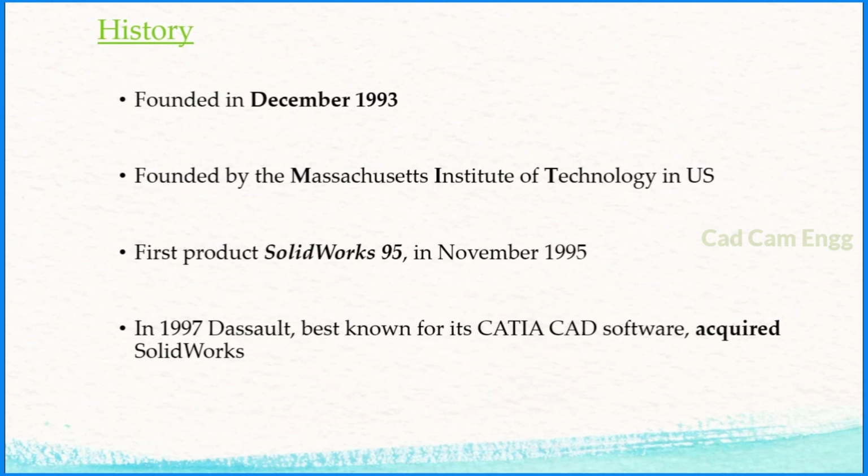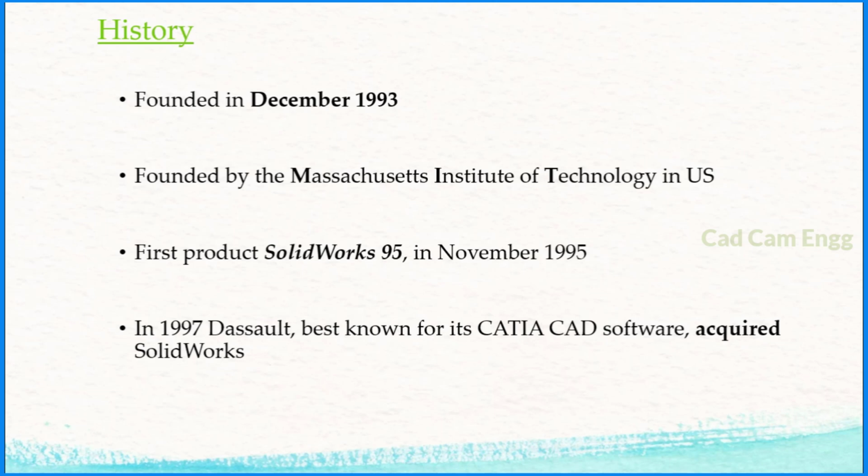History. In December 1993, the company was founded by MIT. This is a US based company. The first product, called SolidWorks 95, was released in November 1995. This is the first SolidWorks software released. Then in 1997, Dassault Systèmes took over SolidWorks.